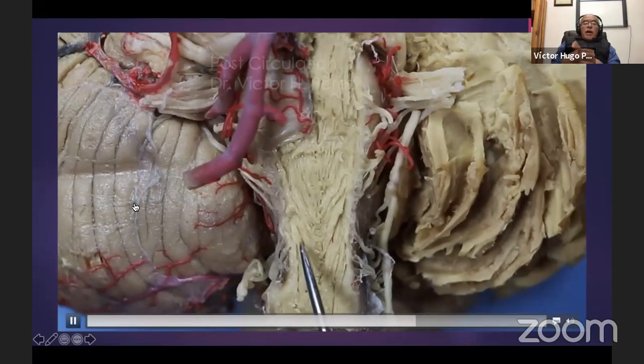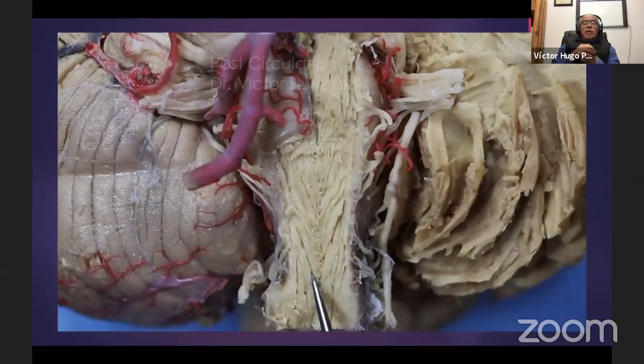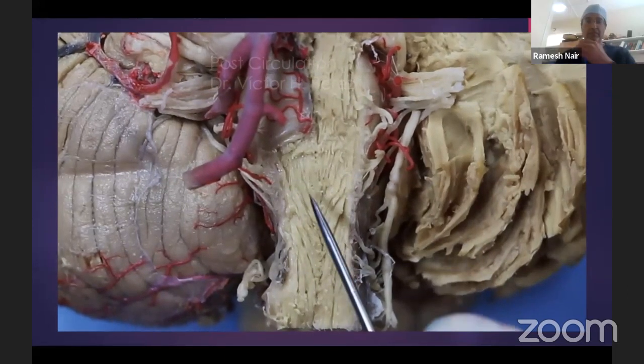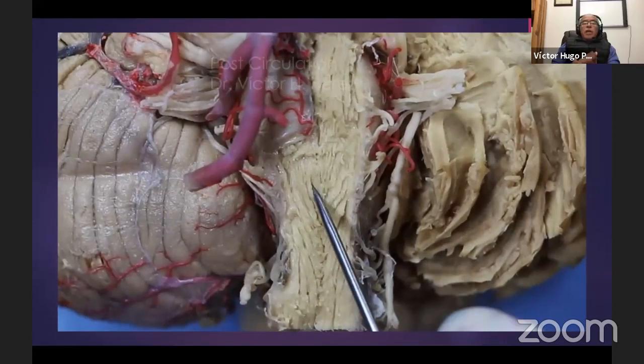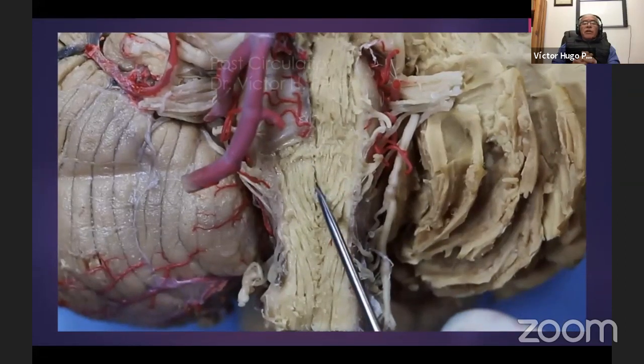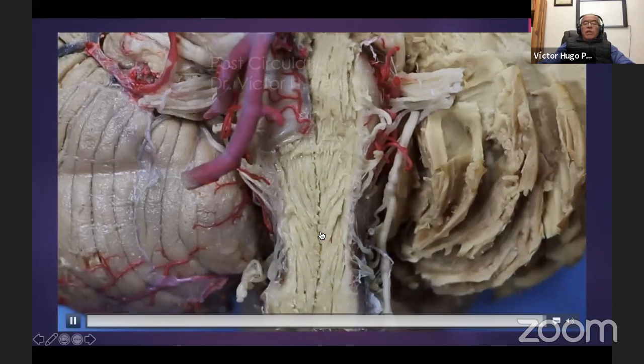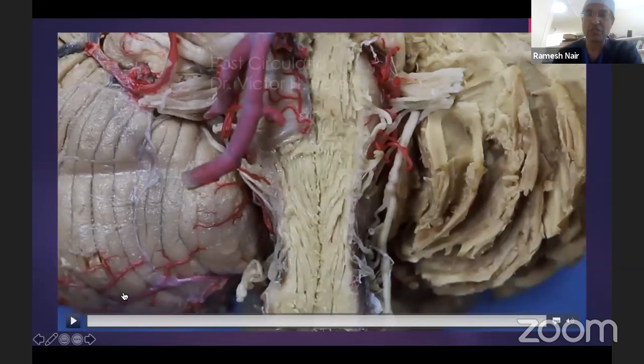So I think that each brain should be dissected not only to study arteries and veins. Every brain should be dissected in order to understand the internal configuration, like in this case. Thank you very much. Thanks very much, Victor.